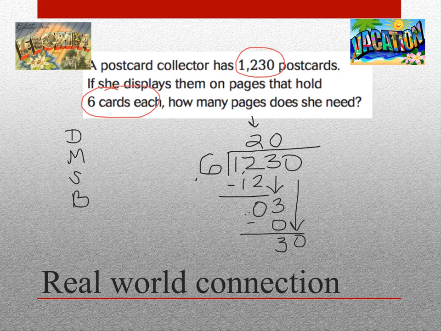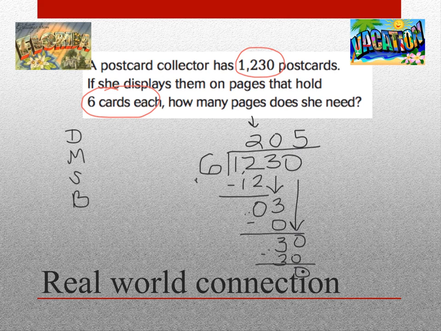Start again. How many times does 6 divide into 30? 5 times. 5 times 6 is 30. Subtract, I get 0. There's nothing else to bring down and no remainder. So at this point, I think she's going to need 205 pages for all these postcards. But here's the trick I told you about. You can check your work immediately to know whether you have the right answer or not. This is how.